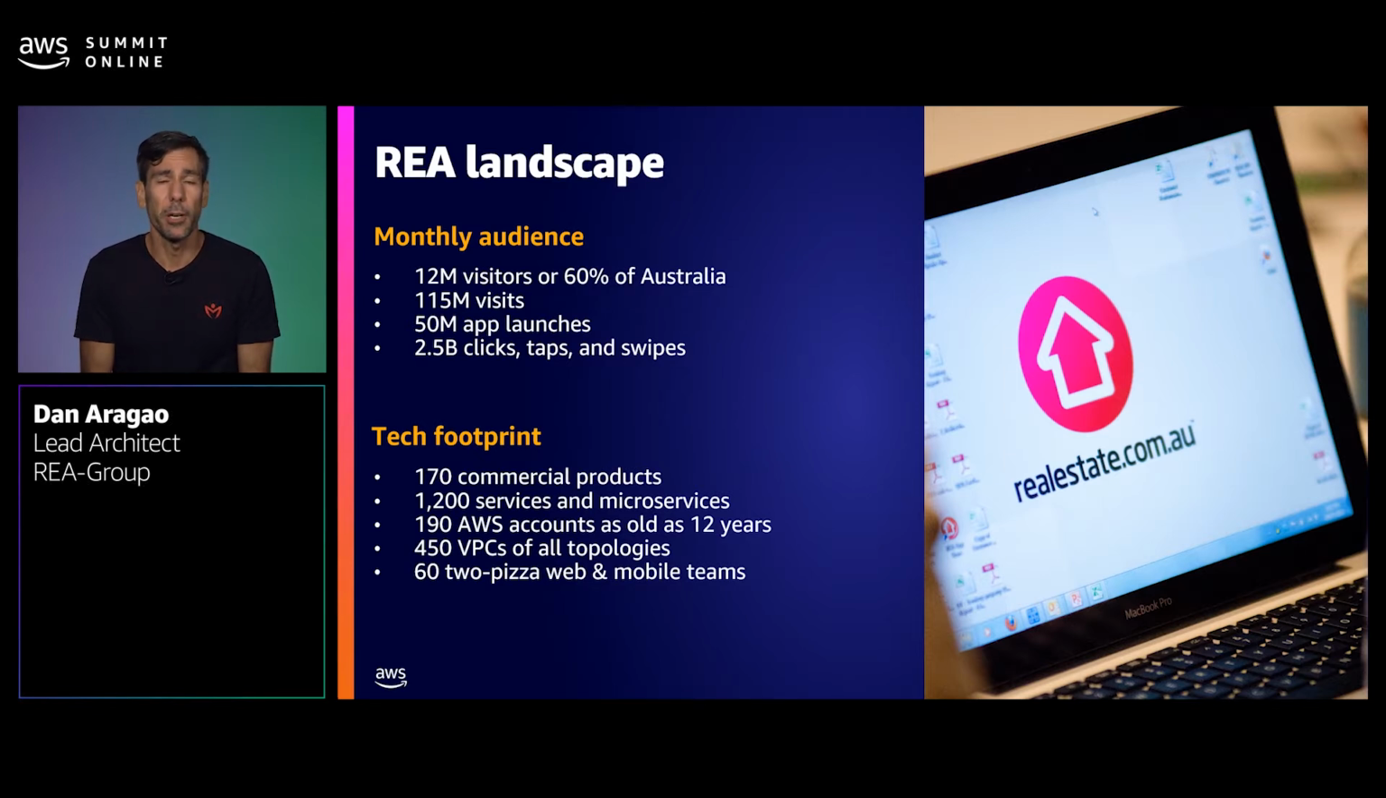VPC is a virtual private cloud. Think of it as a virtual data center. And to make all of this technology go, we have about 62 pizza web and mobile teams. A 2-pizza team is roughly 8 to 10 people. So you buy 2 pizzas and then you can feed your team.